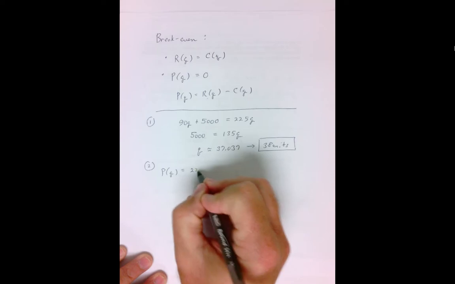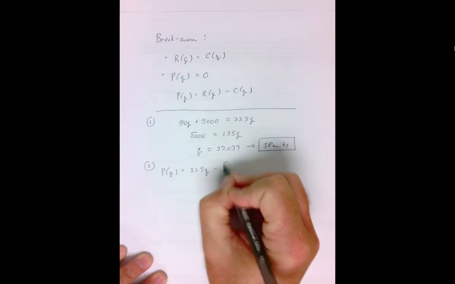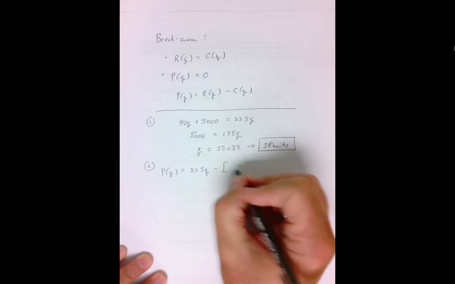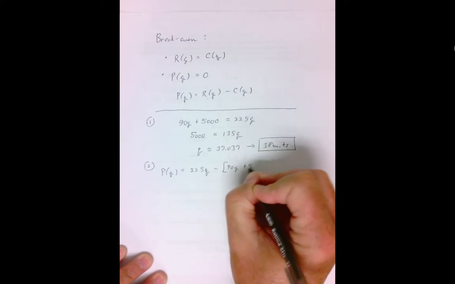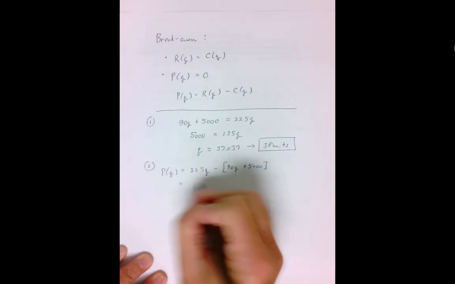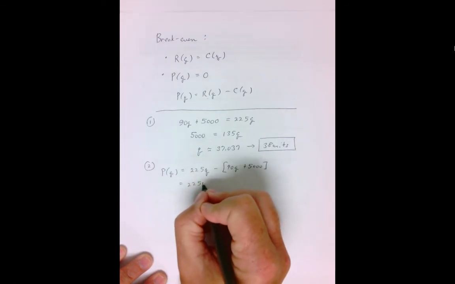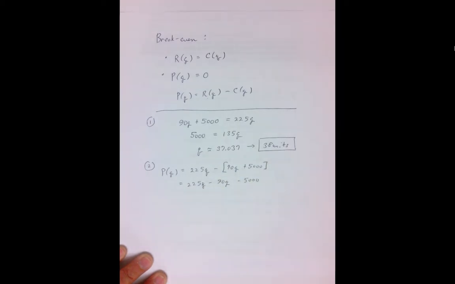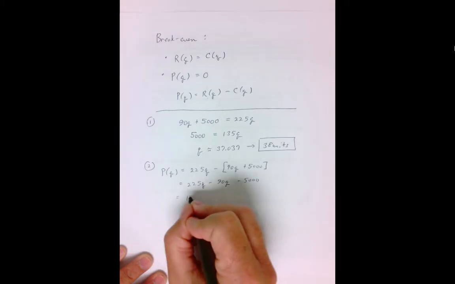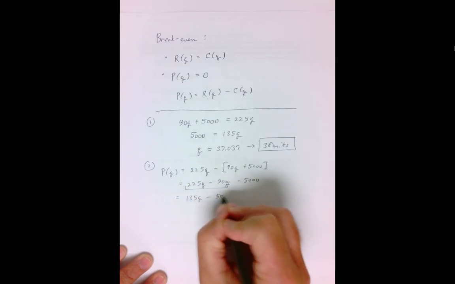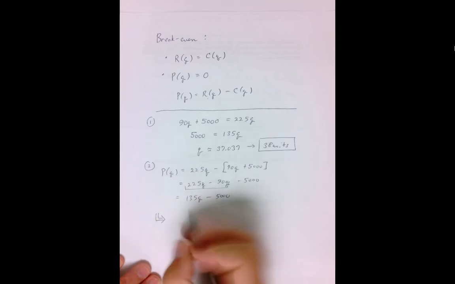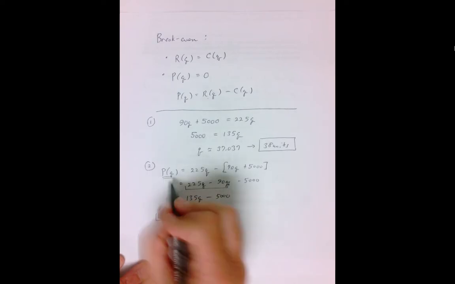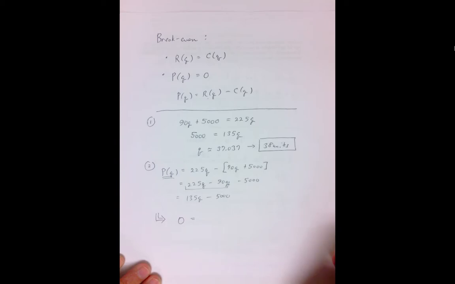Now, another way to do this is to find that our profit function is our revenue function, which is 225Q, minus my entire cost function. So I have 225Q. Now I'm going to distribute the negative through to each term in the cost function. And I get 135Q minus 5,000. Now if I want to set that equal to 0 to find out where my profit is 0, because profit being 0 and my revenue and cost being equal to each other is the same thing.